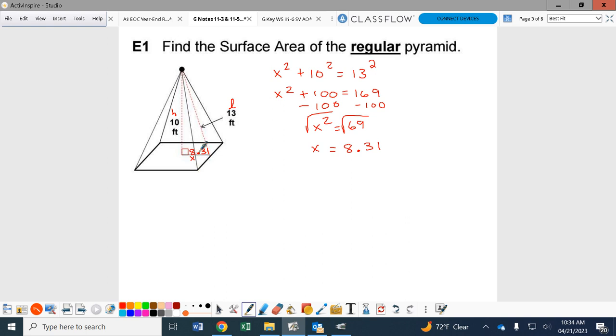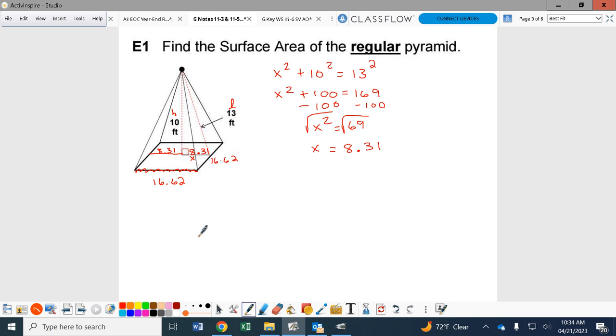Guys, if it's 8.31 in this direction, then it's going to be 8.31 in this direction, which means how long is a side length going to be on this square? 16.62. Is everybody okay with where that idea came from? Anybody have a question? If one side is 16.62, then all the sides are going to be 16.62, because you need a length and a width, or you need side and side to find the area.